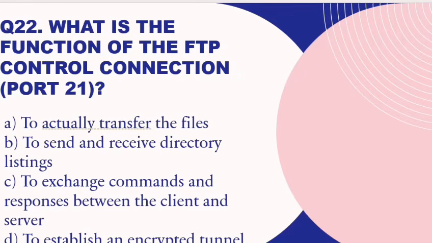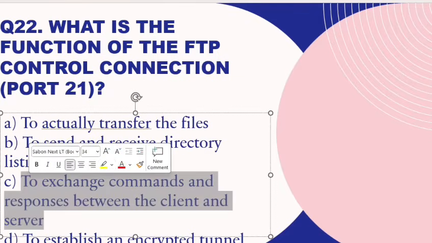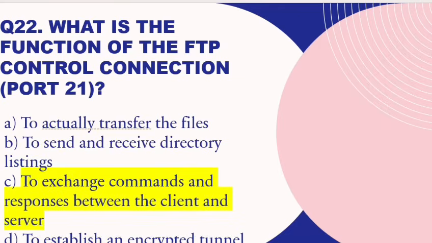Moving on to question number 22. What is the function of the FTP control connection port 21? Option A to actually transfer the files, option B to send and receive directory listings, option C to exchange commands and responses between the client and the server, option D to establish an encrypted tunnel. I hope you all have guessed the answer right. So the correct answer is option number C.